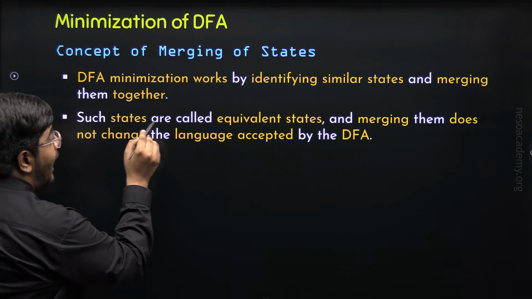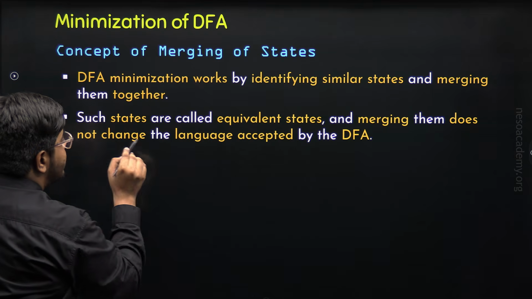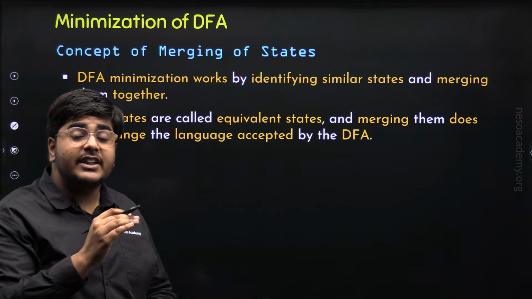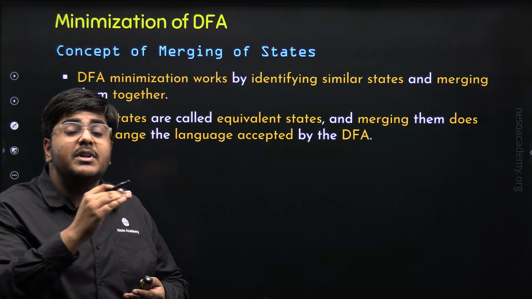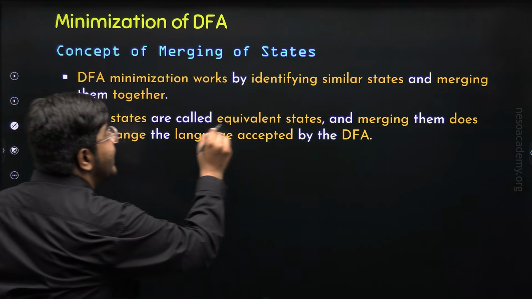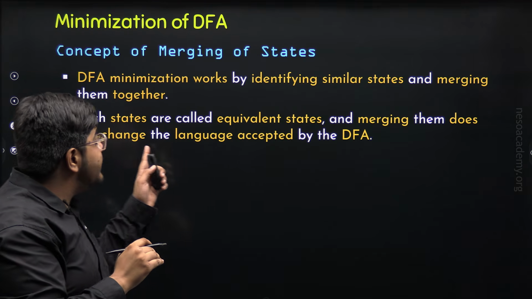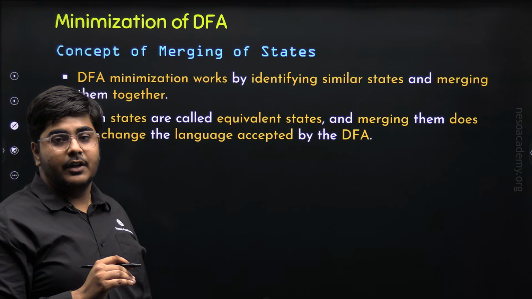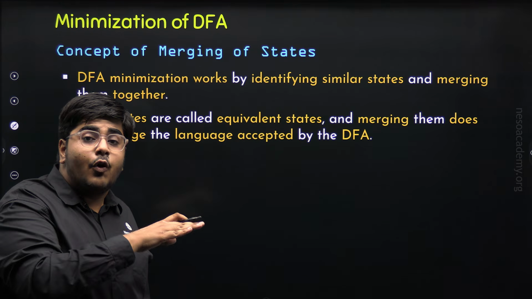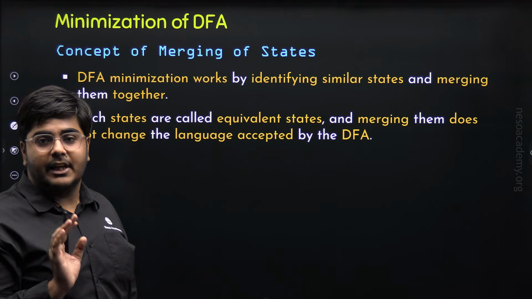Such states are called equivalent states, and merging them does not change the language accepted by the DFA. So the states having the same kind of behavior can be merged together. Those states are called equivalent states, and merging them does not change the language accepted by the DFA, which means the language accepted by the DFA before and after merging the equivalent states will be the same.